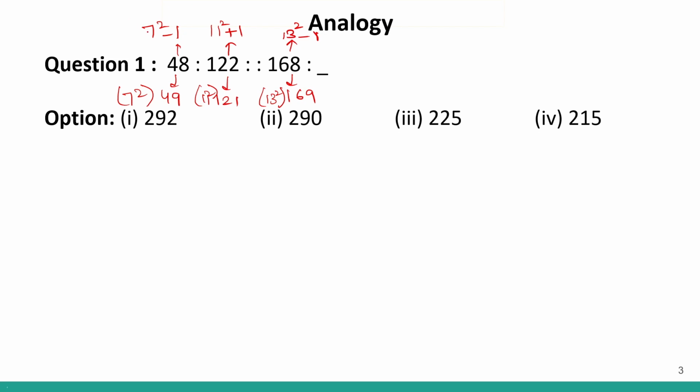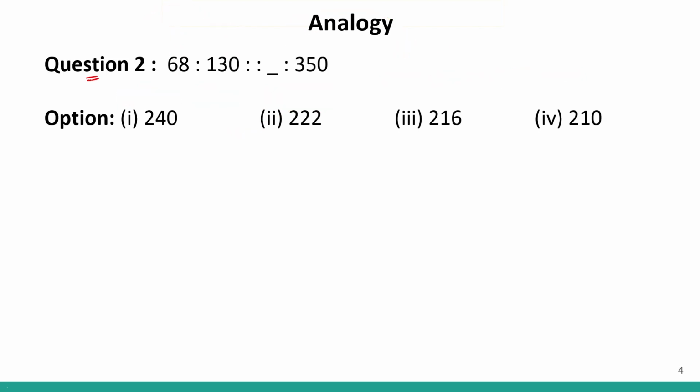Correct? So now between 7 and 11, how much is the difference? 4. So a difference of 4 will bring me to 17. So now it will be 17 square. And here we had minus 1, then we had plus 1. So if here we have minus 1, it will be plus 1. What is the value of 17 square? 289. And if I add 1 to it, I will get 290, which will be my answer. 290 is my answer, which is option number 2. Okay? Option number 2 is the answer. Clear? Moving on to question number 2.